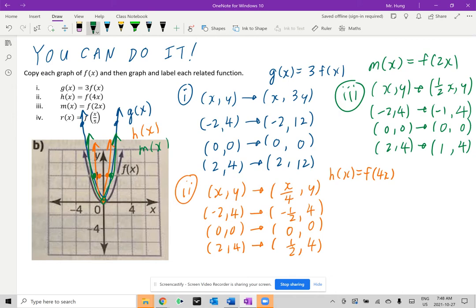Now, I would like you to try part 4. Press pause, go through the same algorithm, the same procedure, the same steps. When you press play again, I'll be here.